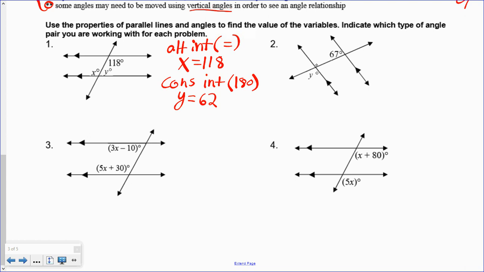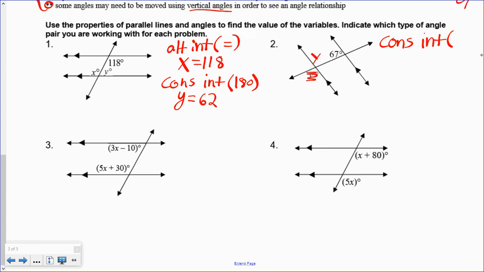So could I move the y here? Yes. That's valid, right? Because vertical angles are congruent. You could also move the 67 if you wanted to, either or, you pick. But if I choose to move the y here, now what kind of angles are they? Consecutive interior angles. They're consecutive interior angles.